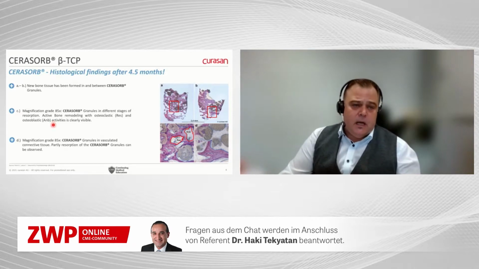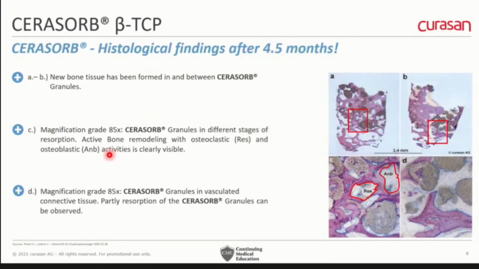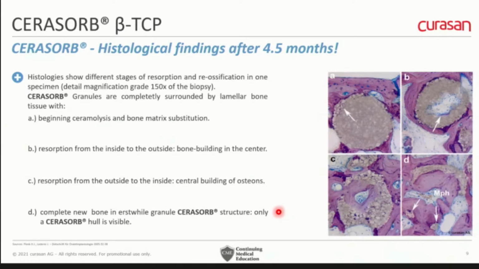As you can see in the histological findings, which have been published in the German Journal for Oral Implantology by Planck and Lederer in 2005, CERASORB granules trigger an active bone remodeling with osteoclastic as well as osteoblastic activities. We can also see that the CERASORB granules are partly resorbed and then remodeled into autologous human bone.